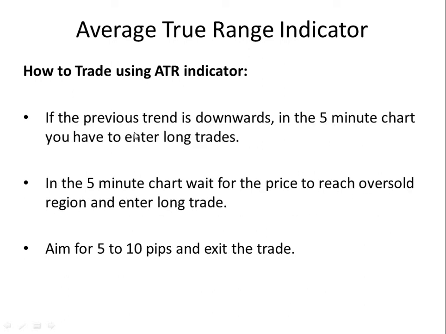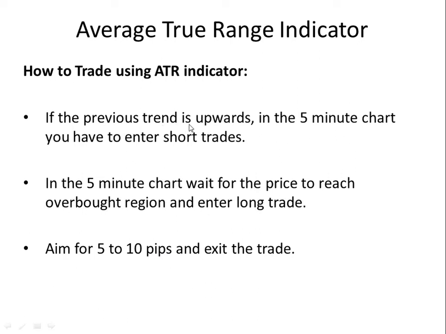Okay, now if the previous trend is downwards, in the 5 minutes chart you have to enter long trades. That means you have to go for buy. In the 5 minutes chart, wait for the price to reach the oversold region and enter a long trade. That means observe the stochastic oscillator, and whenever the price reaches the oversold region, which is below 30, and the two lines of the stochastic oscillator, the slow moving line and the fast moving line, cross each other below the 30 level, enter a long trade. Aim for 5 to 10 pips and exit the trade.